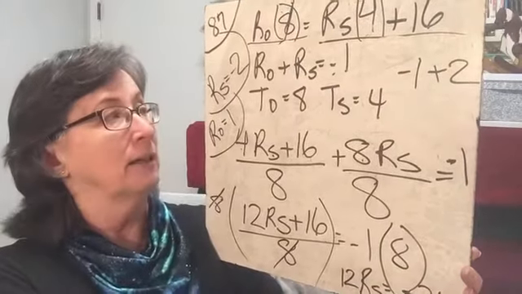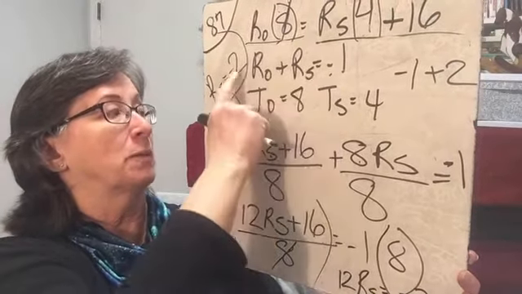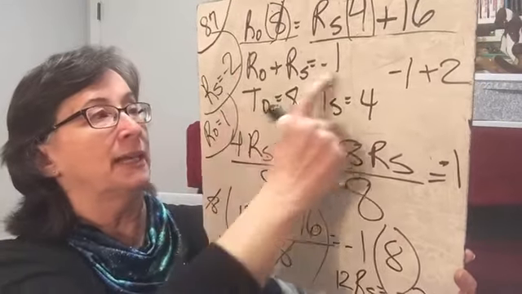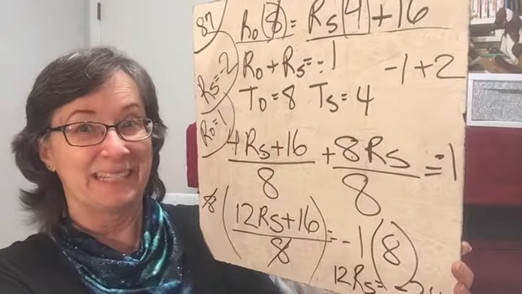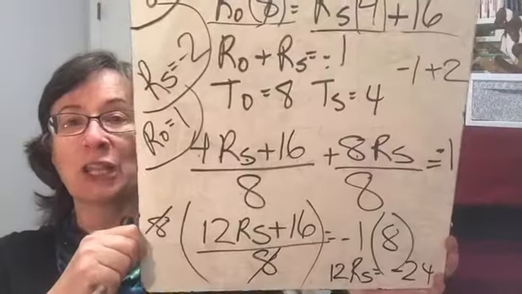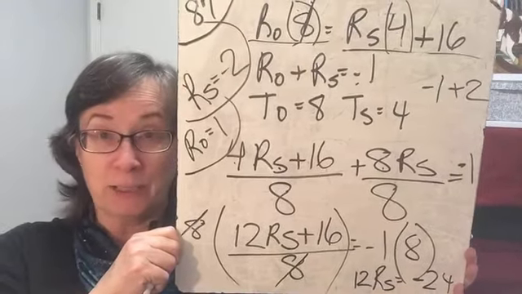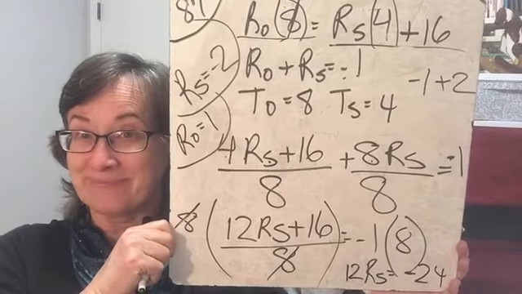It works. So then we look over here. R sub o plus r sub s. When we add these two together, do we get a negative 1? Yes, we do. And it works. So that was a little bit different way to work it, but it's a correct way to work it, and it works.